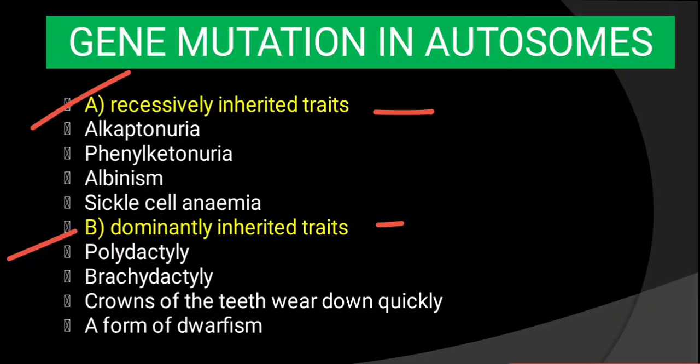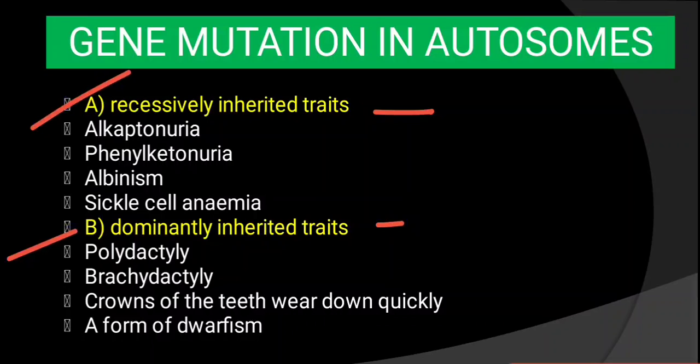Whereas dominantly inherited traits show their characteristics even when the condition is heterozygous. Dominantly inherited traits occur by dominant genes, which can show their characteristics in both conditions, heterozygous as well as homozygous. But a recessive gene only shows its characteristics in the homozygous condition.